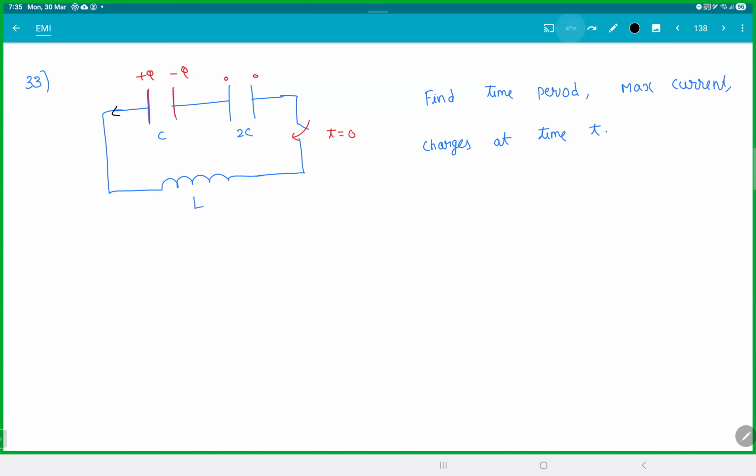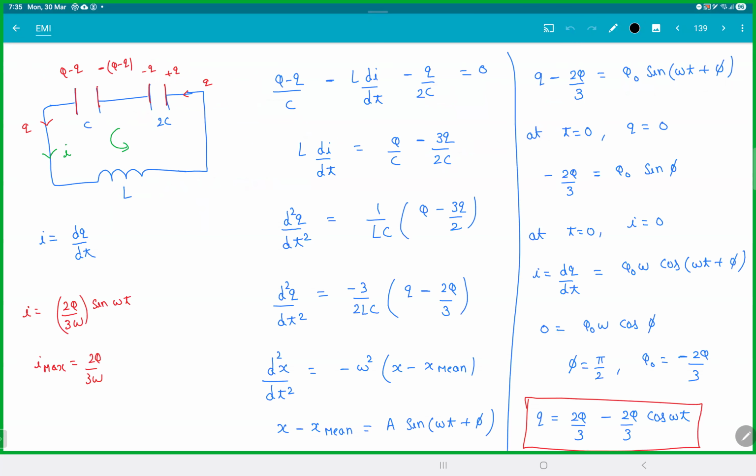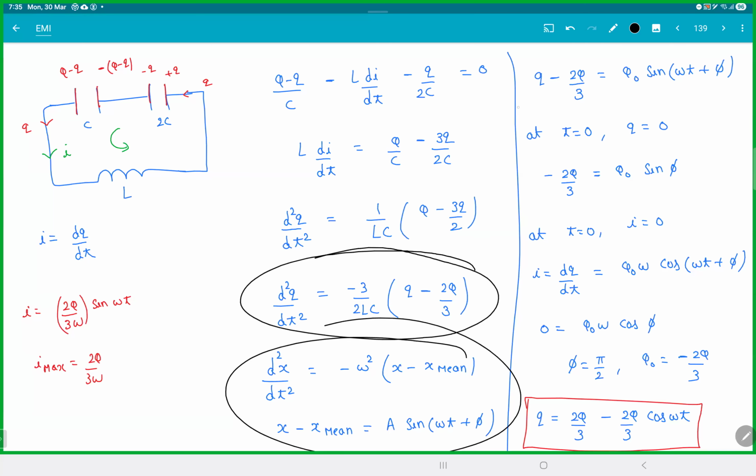Did you do the equation? So if you do it, the equation will look like this: Q minus Q by C, L dI by dt minus Q by C. So when you write this equation, this is the form you get. And this is your SHM equation.